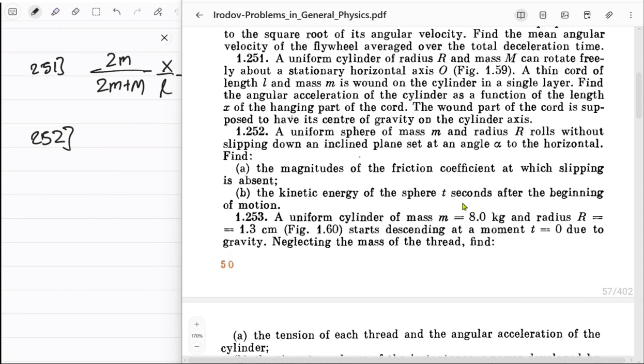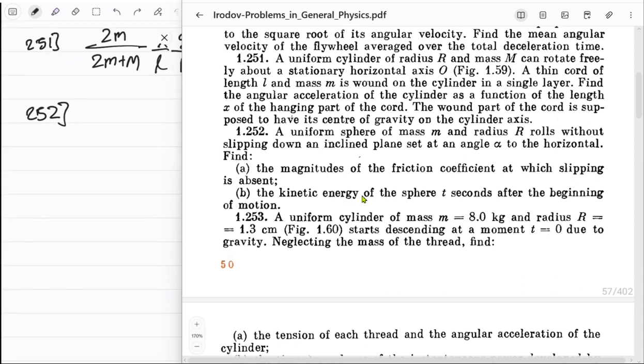So it rolls down without slipping. Then the friction cannot do any work in any case, right? So B is actually easy to figure out. So t seconds after the beginning of motion, sure. You can first of all just figure out the acceleration of center of mass. It's a uniform sphere. So you got 2/3 mr squared plus mr squared, so you got like 5/3. Wait, no, it's not a hollow sphere. It's a solid sphere. So 2/5. So it's going to be 7/5 mr squared.